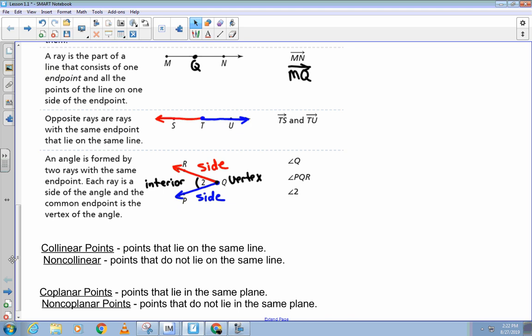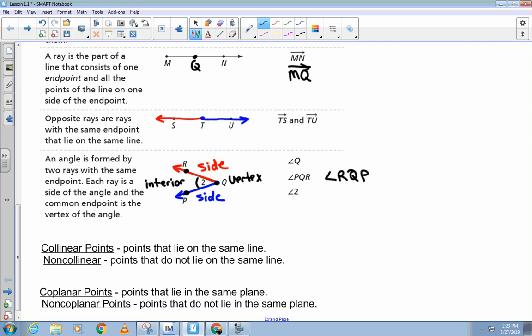Sometimes you have to be more specific. When you're more specific, you name a point on one side, the vertex, and a point on the other side. So this is angle PQR. The vertex always has to be in the middle. You can go the opposite direction and do RQP. Either one of those would work, but Q has to be the middle because it's the vertex. And you have to put a little mini angle in front, because if you didn't put anything in front, the name would be something different.